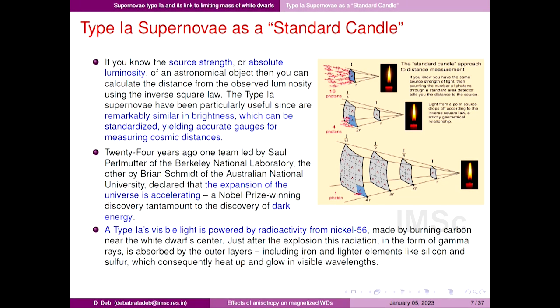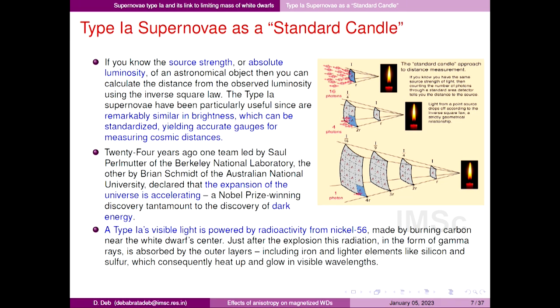So 24 years ago, two teams led respectively by Saul Perlmutter and Brian Schmidt declared that the expansion of the universe is accelerating, which is a Nobel Prize winning discovery, and it immediately leads to the presence of dark energy, which is now widely accepted. One of the basic assumptions behind this work was that they considered Type Ia supernovae as standard candles.